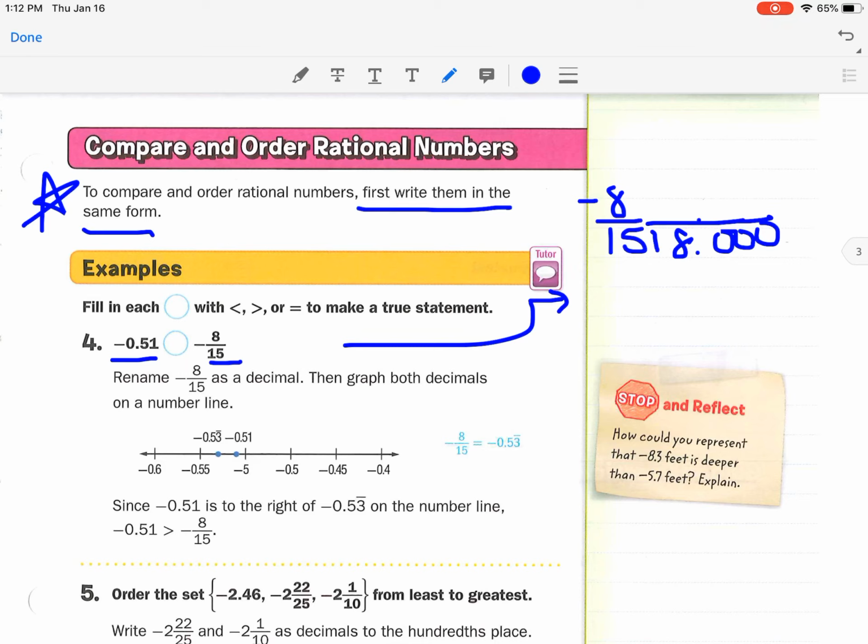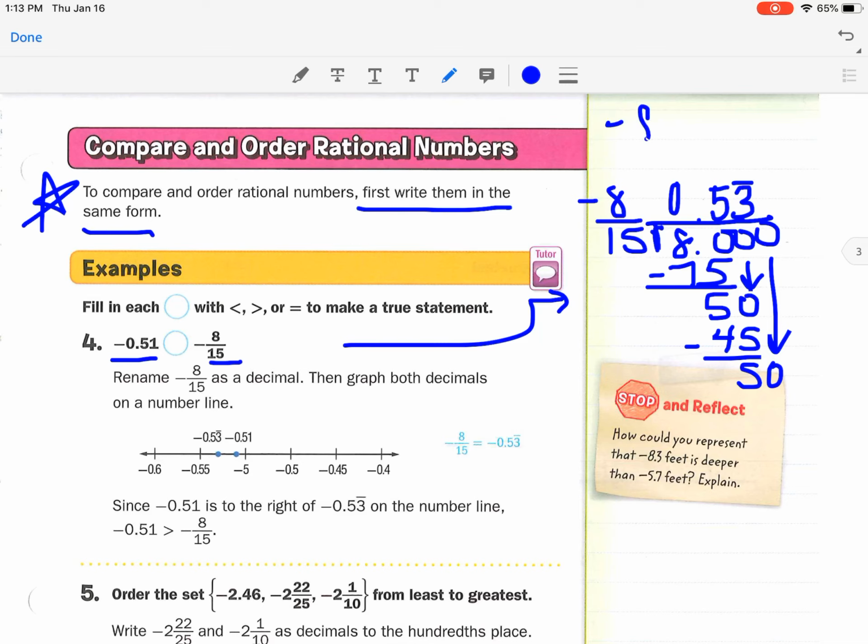We're just going to drop this down. We know that that can't go in there, but when we get to 80, we know that it can go in 5 times, and 5 times 15 is 75. We're going to subtract. I get 5. I'm going to bring down. I know that that goes in 3 times, which is 45. Subtract, bring down. You're going to see that it's going to eventually keep repeating itself. So basically what I'm saying is negative 8/15 is the exact same as negative 0 and 53/100 with the bar notation over the 3.